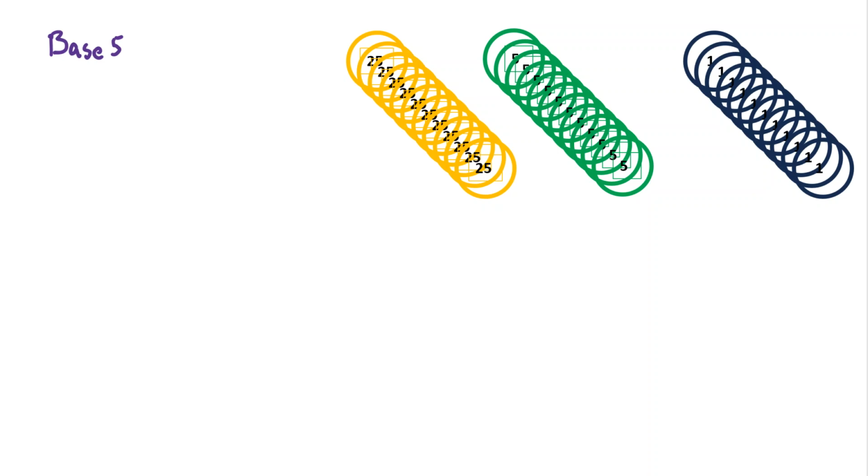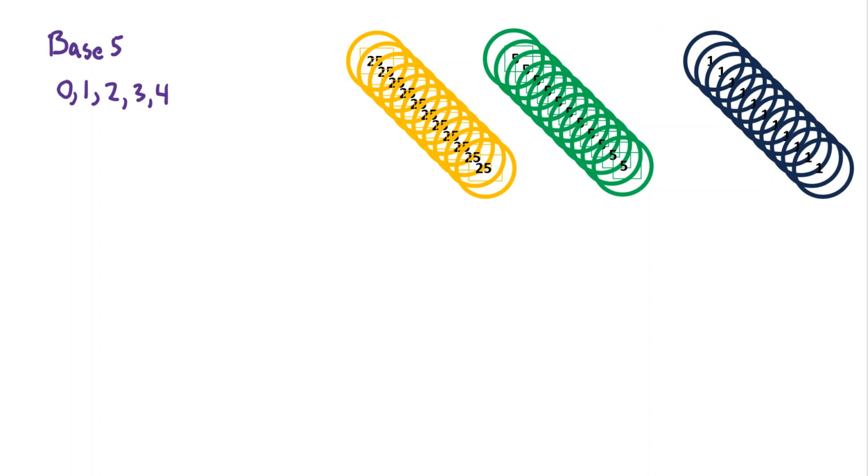And in base 5, we have digits just like we would in our regular base 10 system, but we only use digits that go up to 1 less than our base. So the digits that we're going to be allowed to use are 0, 1, 2, 3, and 4.